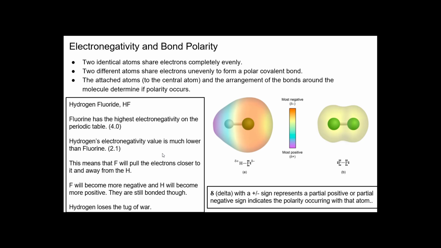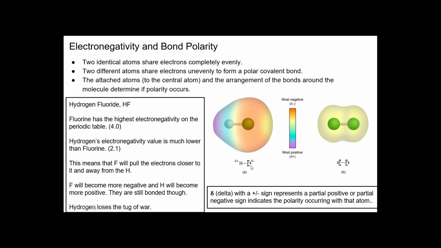Electronegativity and bond polarity. Two identical atoms share electrons completely evenly. So here we go with fluorine. Fluorine shares these. If you look at this as a tug of war, it's a tug of war that's never going to go anywhere because they're equal in strength. They're just going to try, but nothing's going to happen because they're exactly equal.